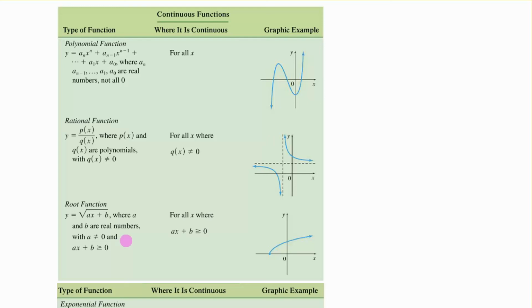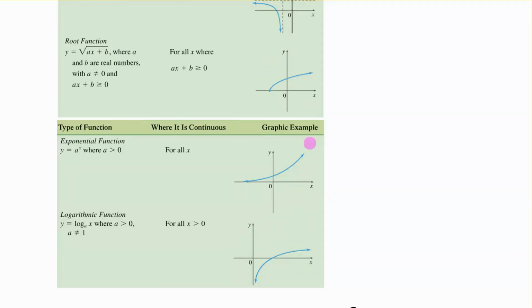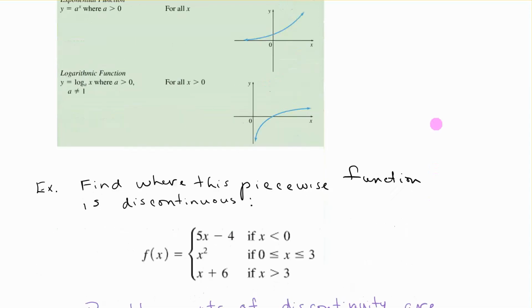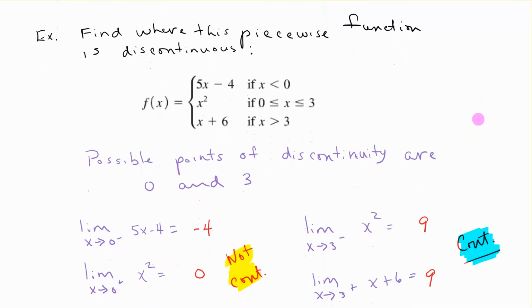Square root function, anything under the radical, whatever that is, has to be greater than or equal to 0. So that would be where it might not be continuous. Exponential function, a to the x, continuous for all x's. And logarithmic, it's for all positive numbers. That's just general information.